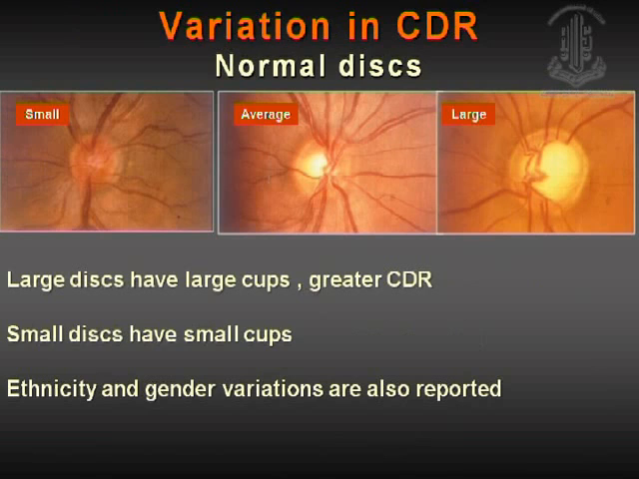There may be variation in CD ratio. All these three pictures are showing different CD ratios, but they are all normal because the sizes of the discs are different. Large eyes have large discs, we all know. Small discs have small cups, and ethnicity and gender variations are also reported. In the first picture, it's a small disc, so a very small CD ratio. The last picture has a very large disc, so a large CDR.